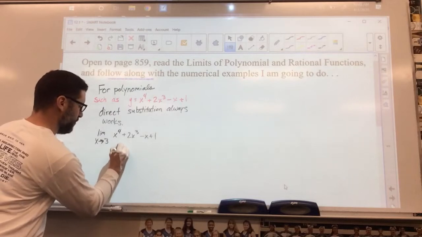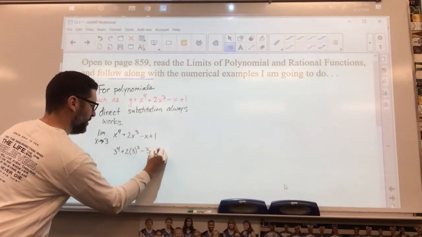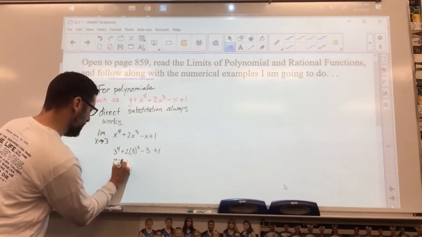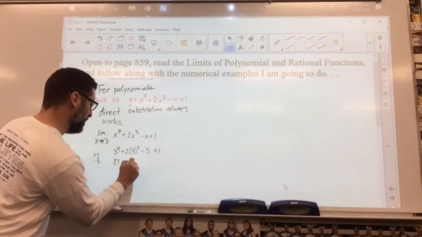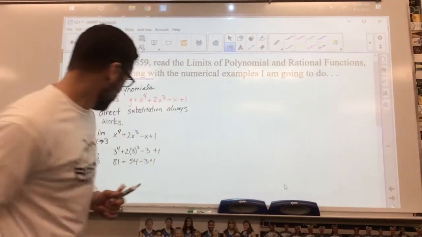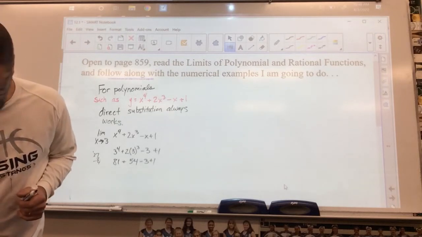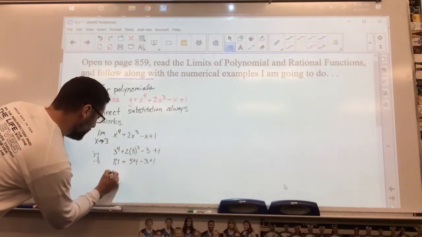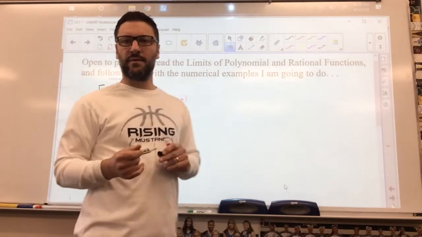So I take 3 to the 4th plus 2 times 3 cubed minus 3 plus 1. And notice I just took the 3 and plugged it in. 3 to the 4th is 81, plus 27 times 2 is 54, 54 minus 3 plus 1. I'm even going to grab my calculator. 81 plus 54 minus 3 plus 1 is 133. We got 133. That's the limit as x goes to 3 of that polynomial function.